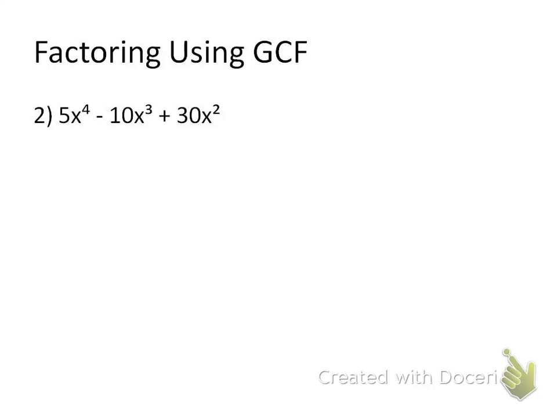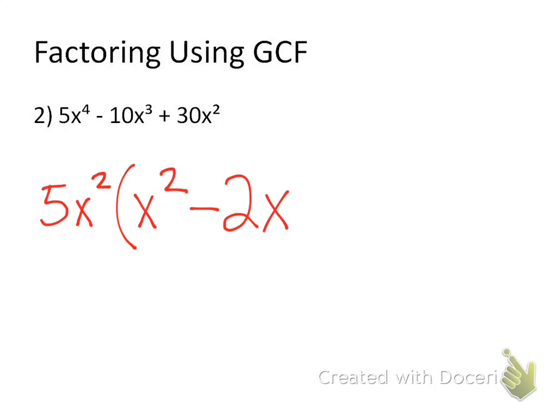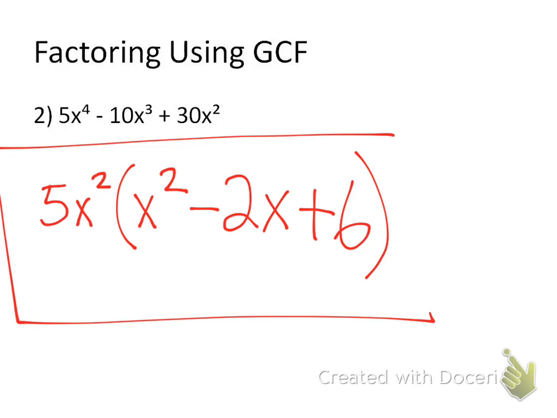What is the greatest common factor here? 5x squared. Good. What would you have left in the first term? X squared. Good. The middle term? -2x. Good. The last term? Plus 6. Wonderful. Not too challenging. Any questions?